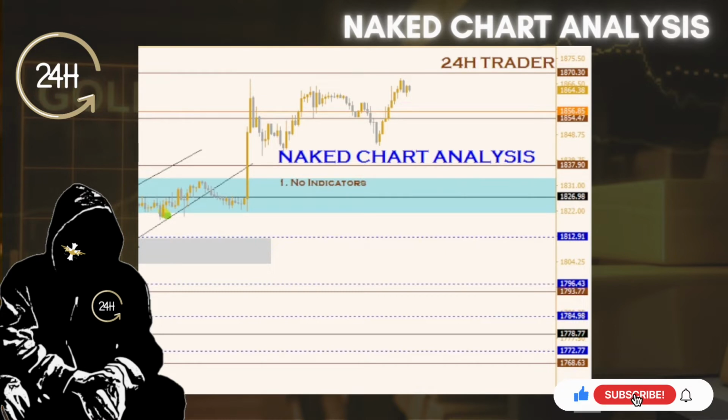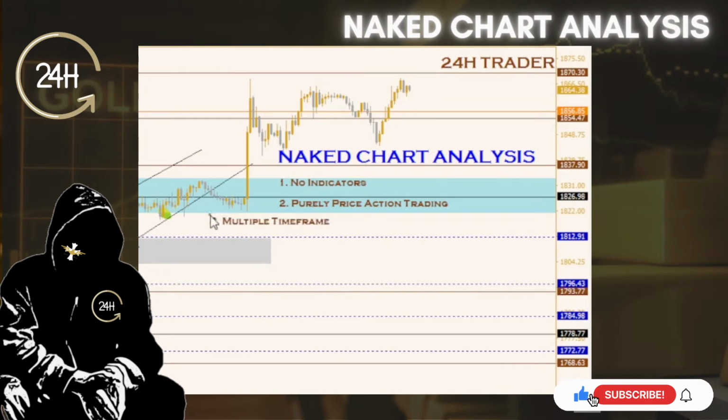And the second part is that it is purely price action trading. We don't use indicators. We are purely price action trading. We use the candlestick pattern, support resistance, and also we use multiple time frame analysis. So yeah, purely price action trade.